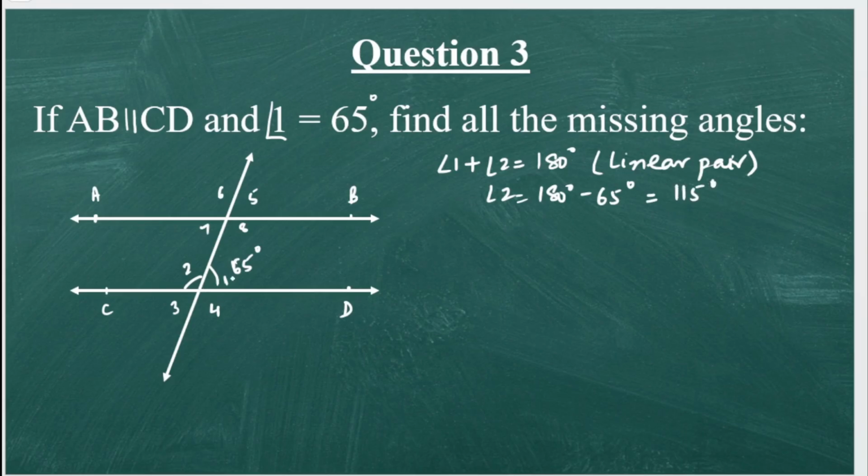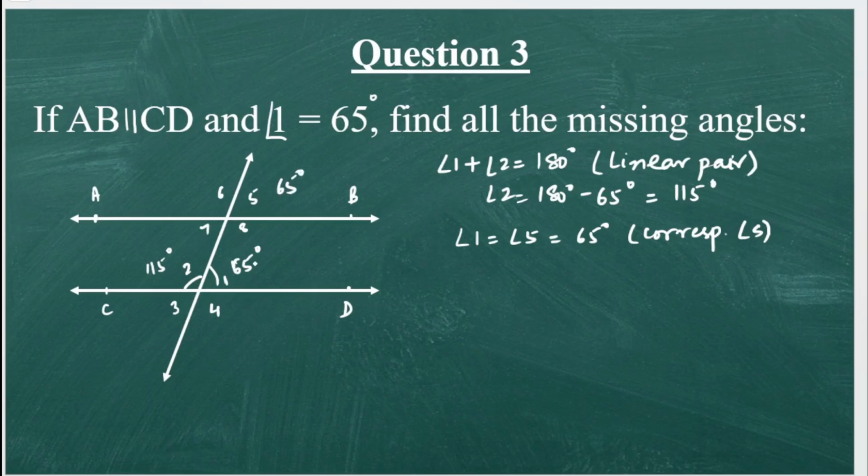Now, if I know angle 1 as 65 and angle 2 as 115, we can find all the other angles. Angle 1 is 65, so angle 5 will also be equal to 65. Why? Because angle 1 and angle 5 are corresponding angles, and corresponding angles are always equal when the two lines are parallel. So angle 1 and angle 5 are 65 degrees, because they are corresponding angles.